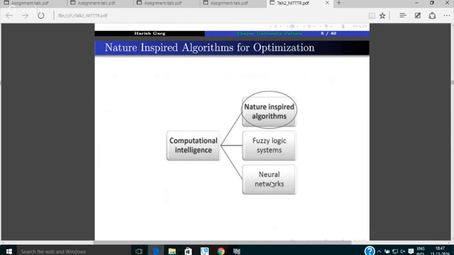What is the neural network? Because I am talking about nature inspired algorithms, that's why I'm just giving you a brief idea of what the fuzzy logic system is, and what the neural network is. A neural network makes a link in your mind related to neurology, and it shows the remembrance power of the mind.